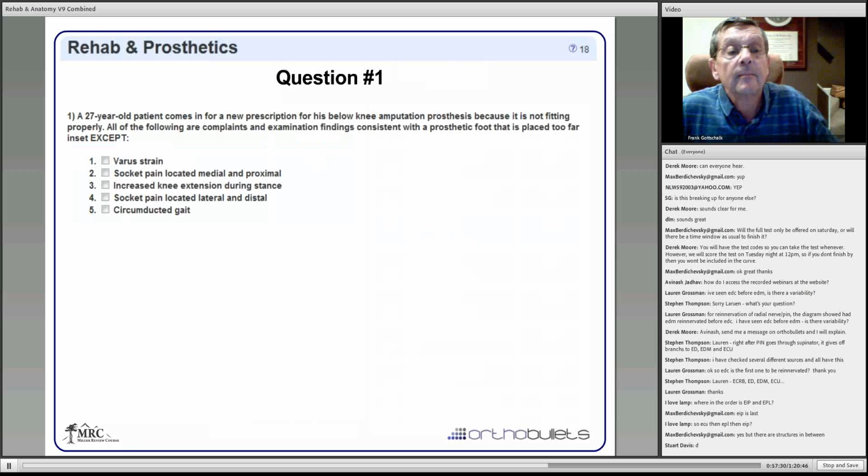A 27-year-old patient comes in for a prescription for his below knee amputation prosthesis because it's not fitting properly. All of the following are complaints and examination findings consistent with a prosthetic foot that is placed too far inset, except. So here we're looking for the wrong answer, meaning that 4 out of the 5 are the correct answer.